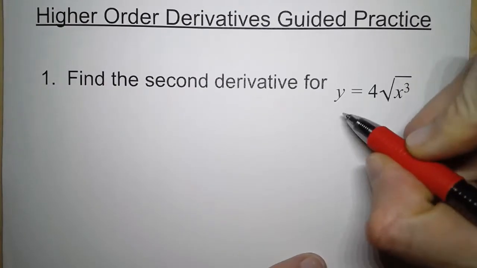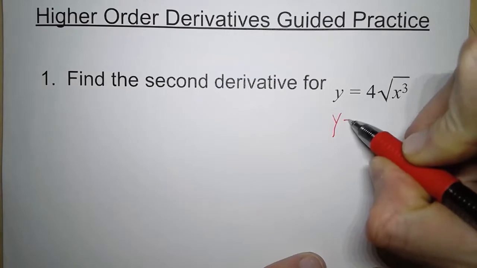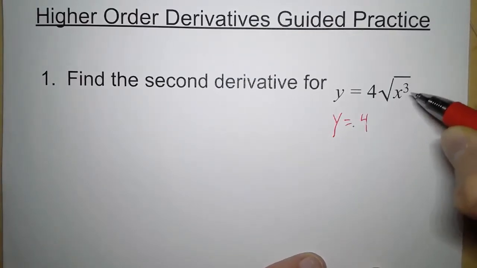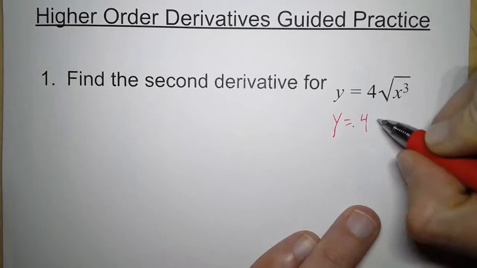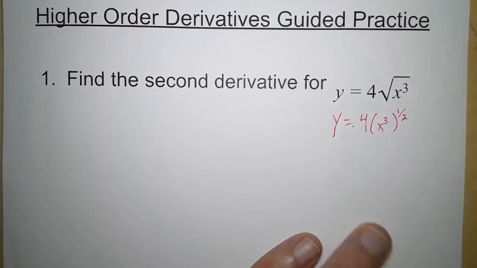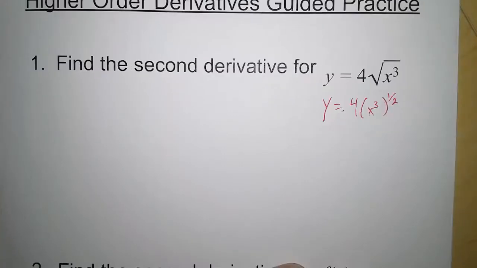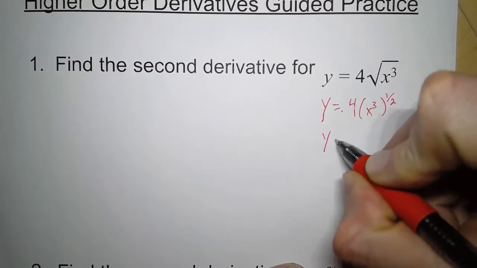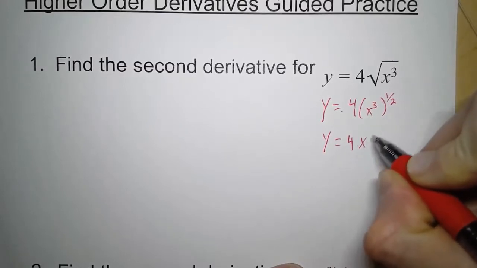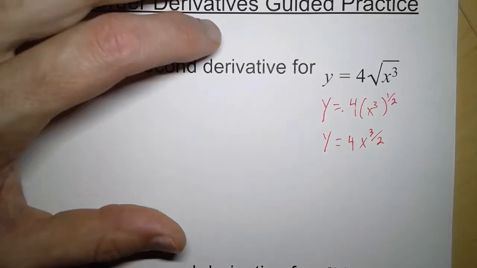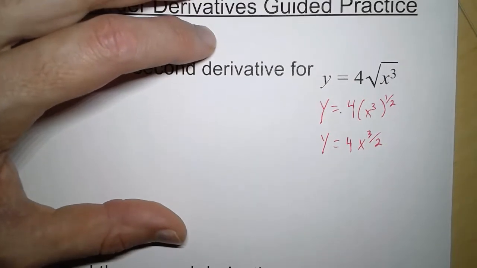So we're going to rewrite this as y equals 4, and now instead of the square root of x cubed, I'm going to rewrite that as x cubed to the 1/2 power. And now since we have two exponents, we can multiply them. So we have y equals 4x to the 3/2. And this will make things a little bit easier for us when we go to find the derivatives.